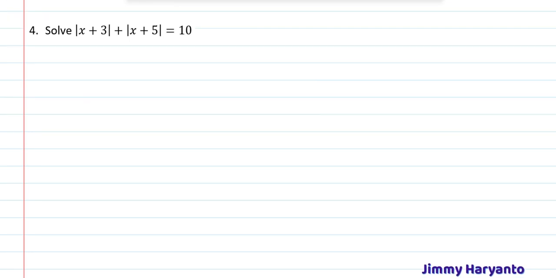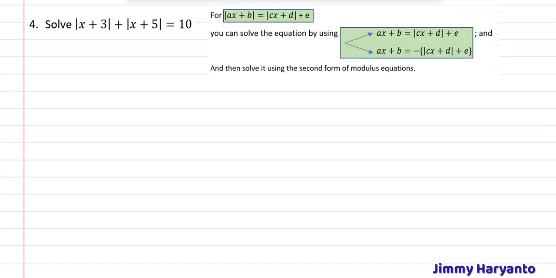Next is the fourth type of equations. For this one, let me copy the formula first. Okay, for the fourth type, I want you to see the formula. The formula says the absolute value, the modulus value, has to be separated, one on the left hand side and another one on the right hand side. In the questions, as you can see, the modulus for both of them is on the left hand side. That means you have to separate them first. Before we use the formula, you have to separate the modulus value first.